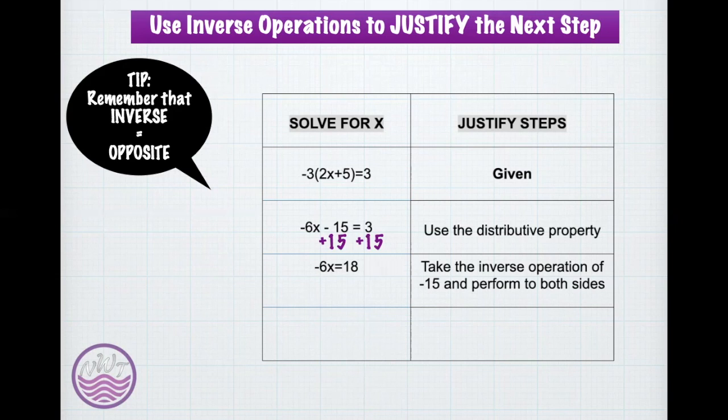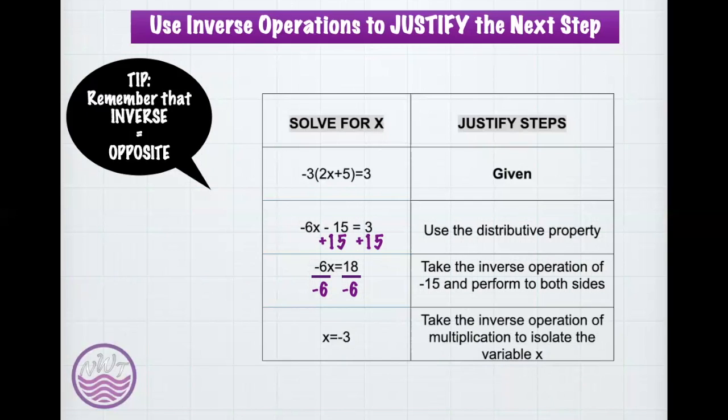So what is the inverse of multiplication? We know that the inverse of multiplication is division. So I'm going to go ahead and divide by whatever number I see in front of that x. So I'm not just going to divide by a 6. I need to get rid of that entire -6. So I'm going to divide by -6 on both sides. And that's going to give me the x alone, and it's going to give me -3 for the other side. So when I'm justifying what I just did, I took the inverse operation of multiplication, which was division, to isolate the variable x.